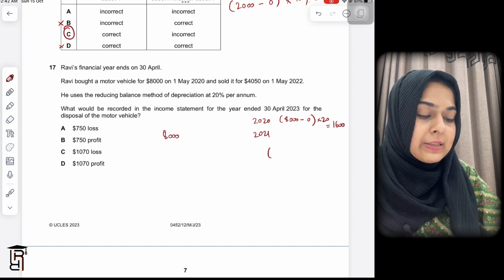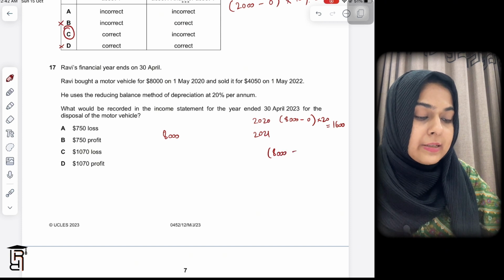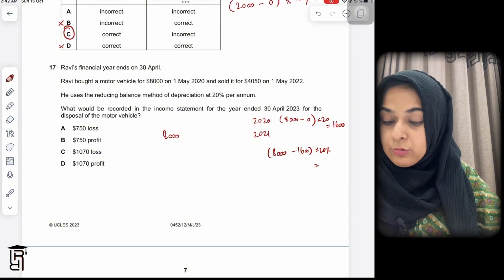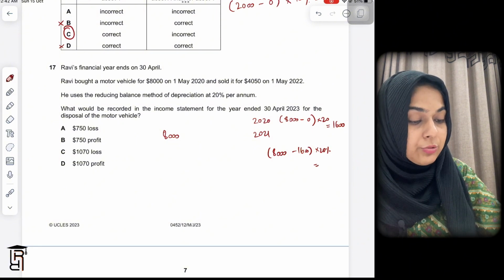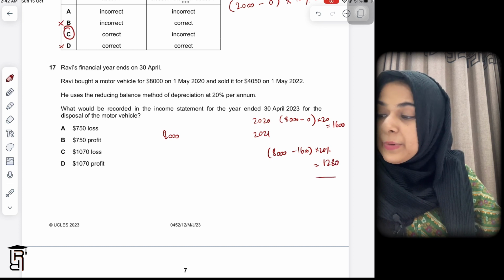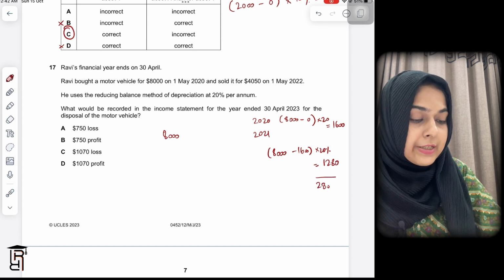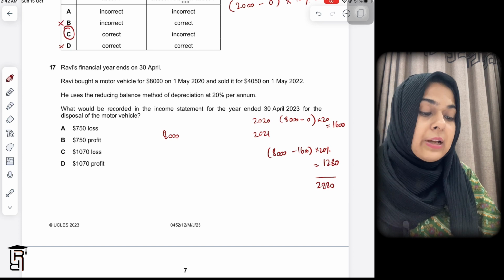And then what you do is 8,000 minus 1,600 multiplied by 20%, should give you how much? So this should give you 1280. So your total depreciation that has been charged is 2880 when you have sold this asset.